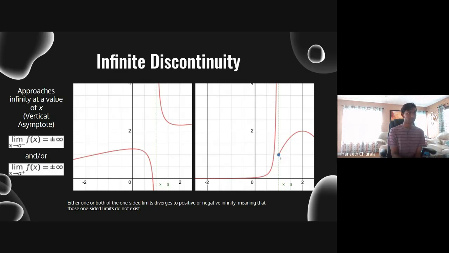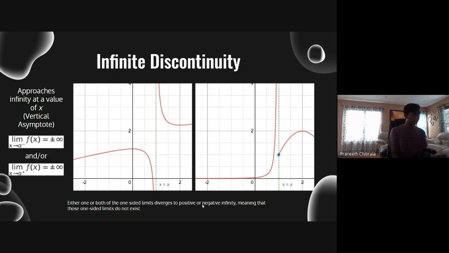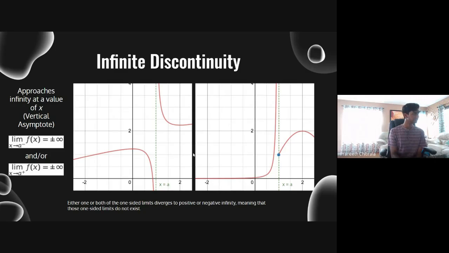So you can see that it's finite here, but one side is still going to infinity. So it doesn't matter which one, either can be infinite. It just has to have either side, the left side or the right side, approach infinity. And as said here, either one or both of the one-sided limits diverges to positive or negative infinity, meaning that those one-sided limits do not exist. And if a limit approaches infinity, it's regarded as not existing. But it's just a specific example.